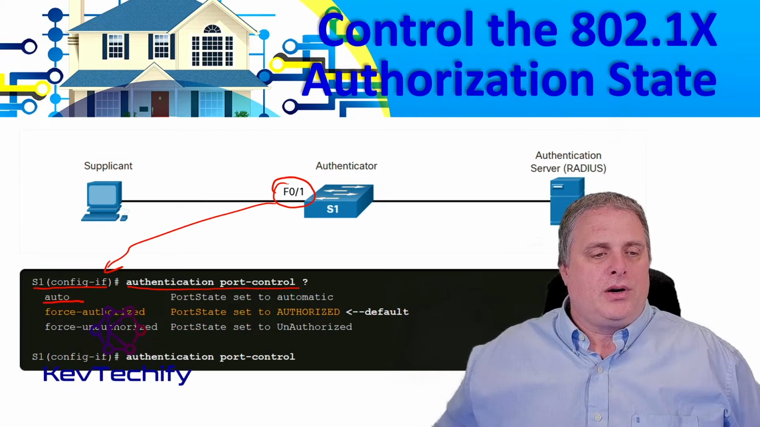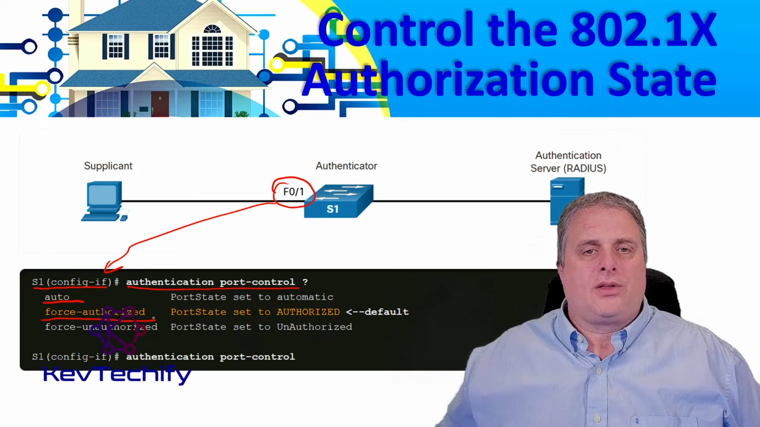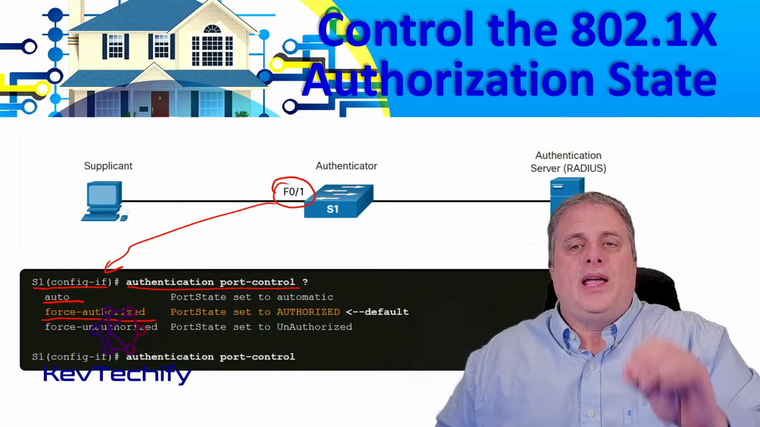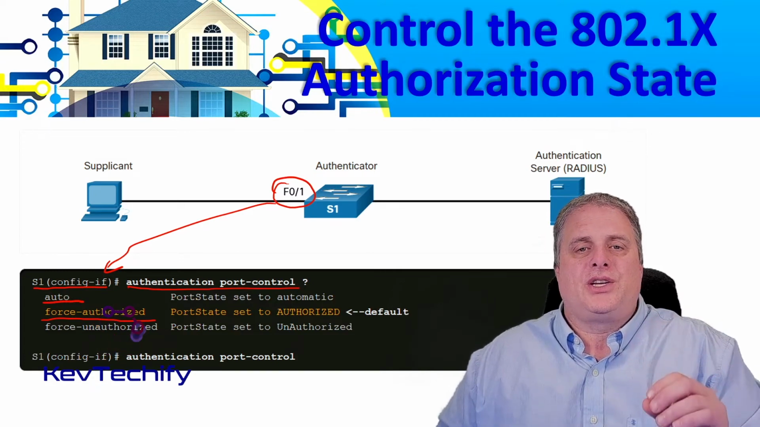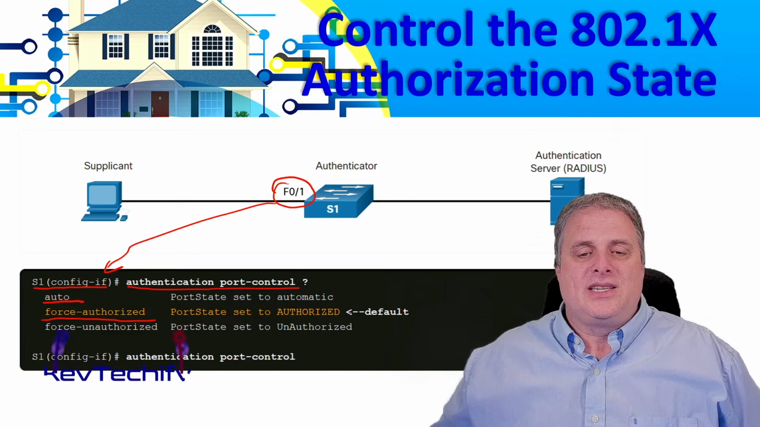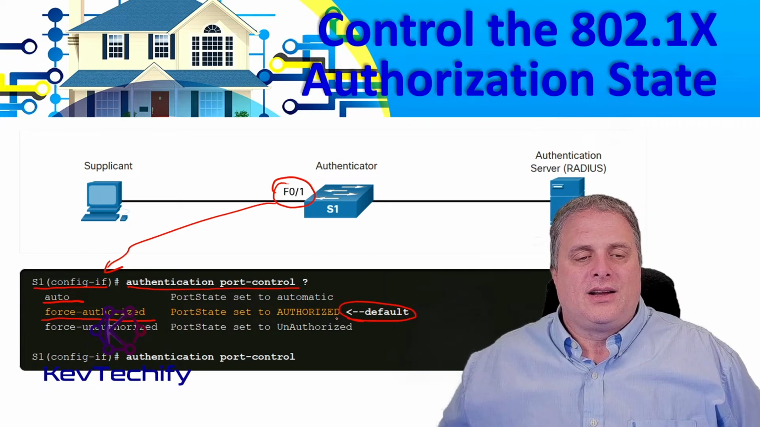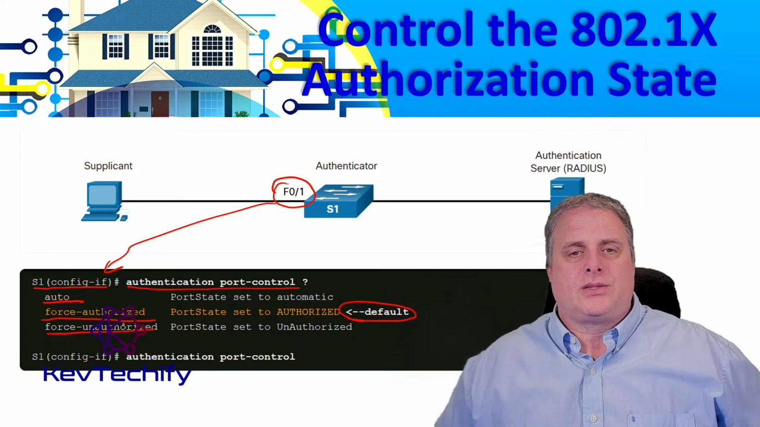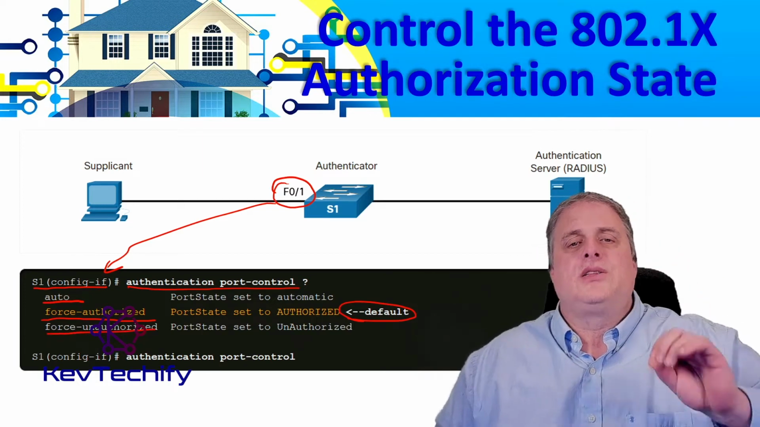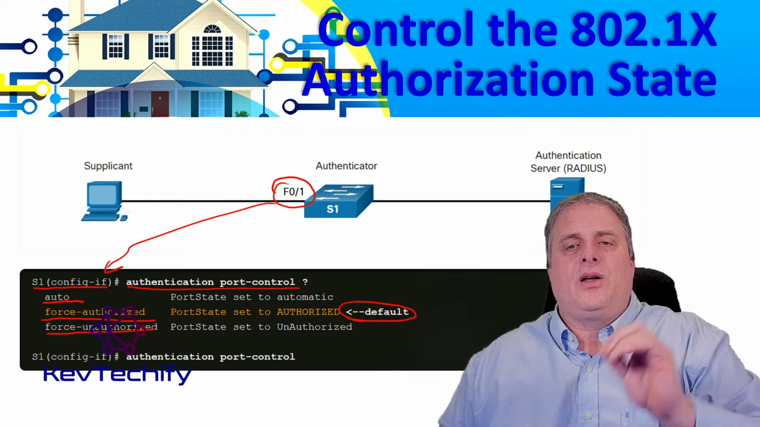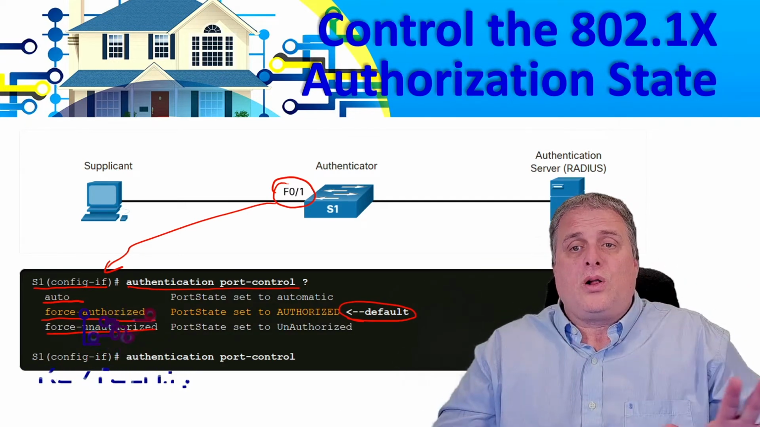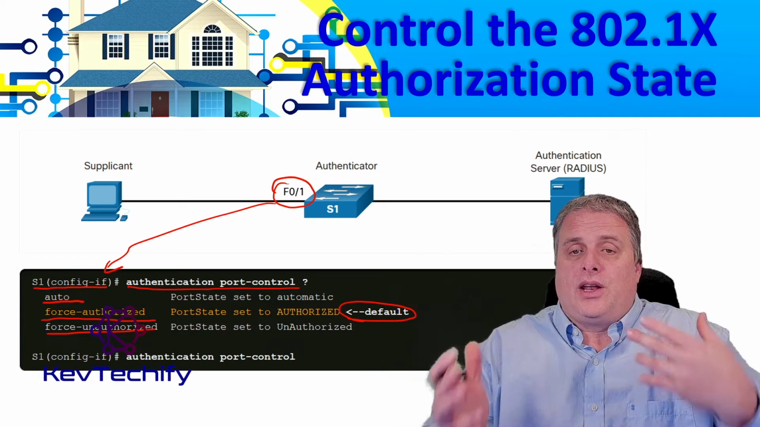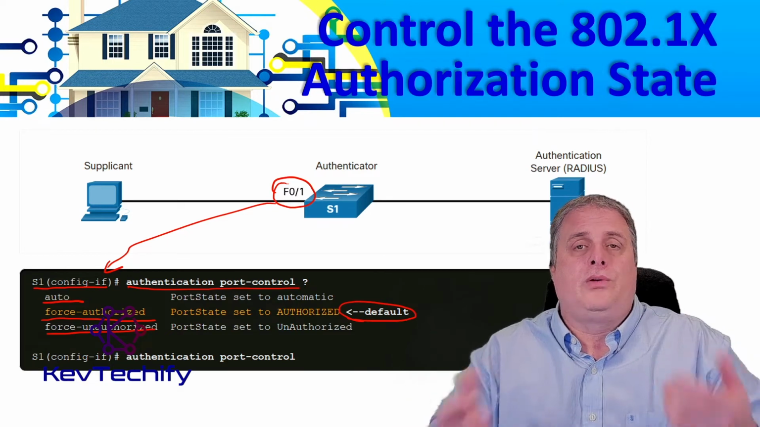The second parameter here is force-authorized. The port sends and receives normal traffic without 802.1X based authentication of the client. This here is the default setting on there. The third parameter is force-unauthorized. And this causes the port to remain in an unauthorized state. This ignores all other attempts by the client to authenticate. The switch cannot provide any authentication services to the client through that port.